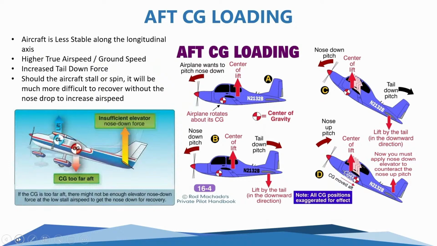All right, so here are your pros and cons with the aft CG versus forward CG. Without going into the mechanics or the aerodynamics of it, just note the bullet points on the left-hand side. If we have an aircraft with aft CG loading, the aircraft is going to be less stable along the longitudinal axis. It will have a higher true airspeed, which will also give you a higher ground speed. It will require increased tail down forces, and should the aircraft stall or spin, it's actually difficult, if not impossible, to recover from a stall or spin in these circumstances, okay?